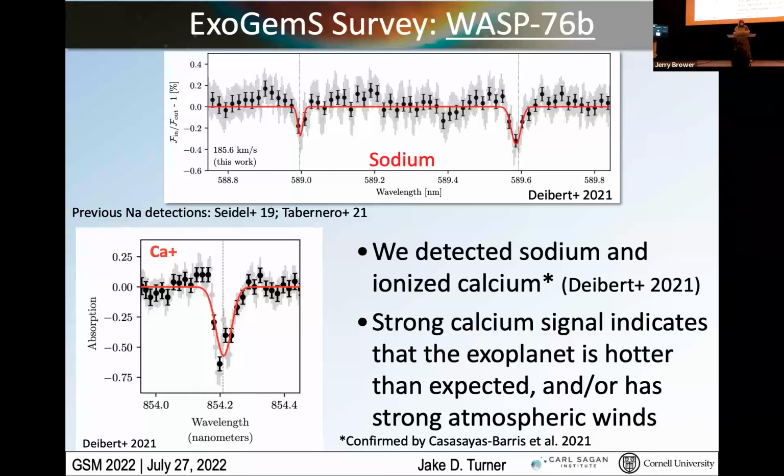And we realized that our calcium signal was a lot stronger than we predicted if you just use a normal LTE model. And so we think there are some non-LTE effects going on. So the planet is actually hotter than we would expect, or there are some strong atmospheric winds that are moving ionized calcium across the planet. So we're observing some really interesting stuff.